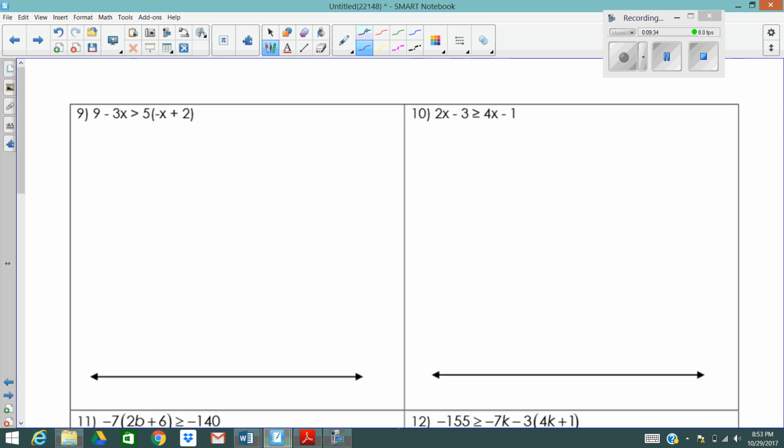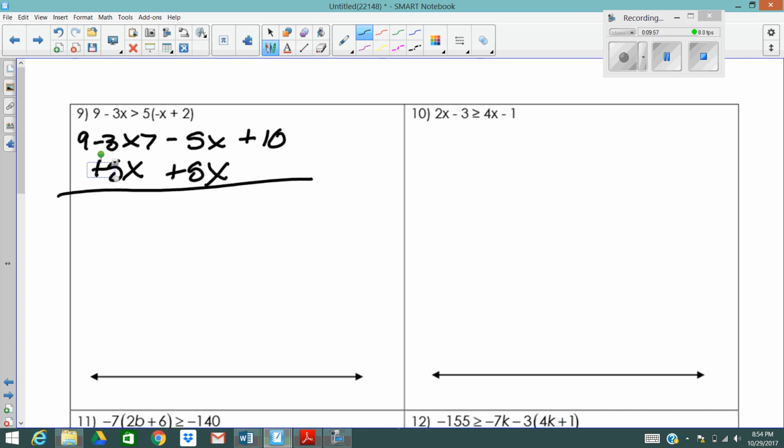All right, number 9. Same steps as solving. I want to distribute first. So I get 9 minus 3x on my left side. On my right side, I have negative 5x plus 10. And I'm going to want to add the 5x over to the left. Because again, I always want my x to be on the left side of my inequality.